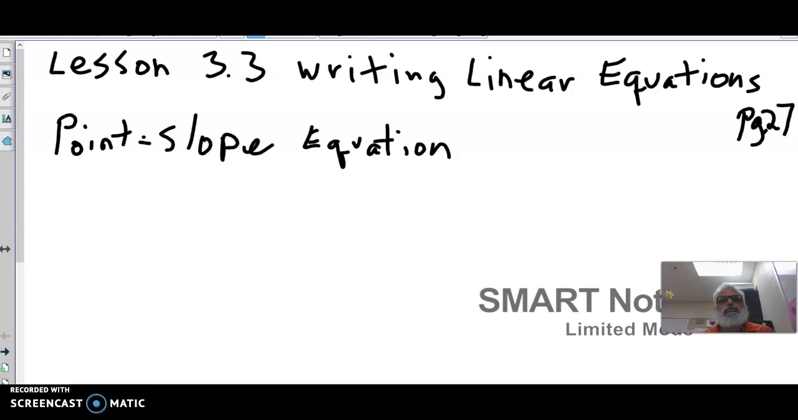Okay, today's lesson is 3.3, writing linear equations. It should be on page 27, so if you could put that into your table of contents.